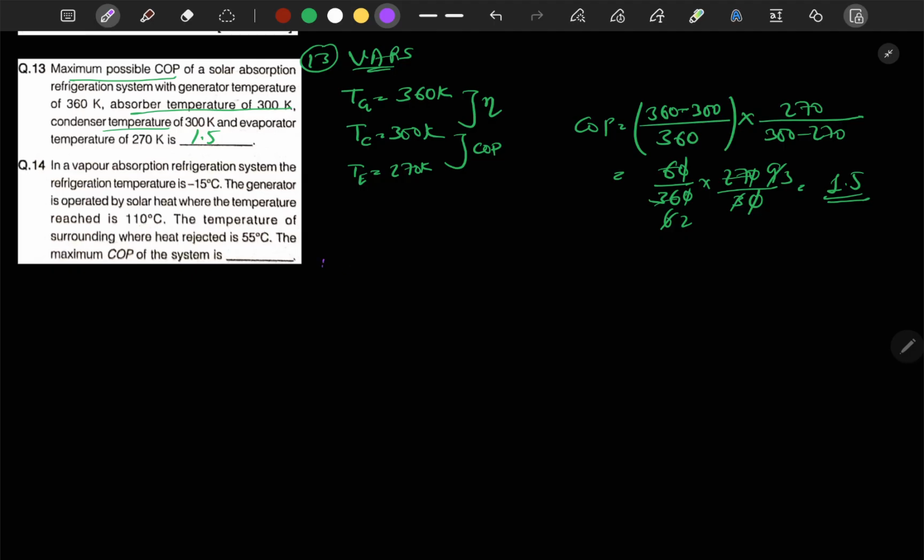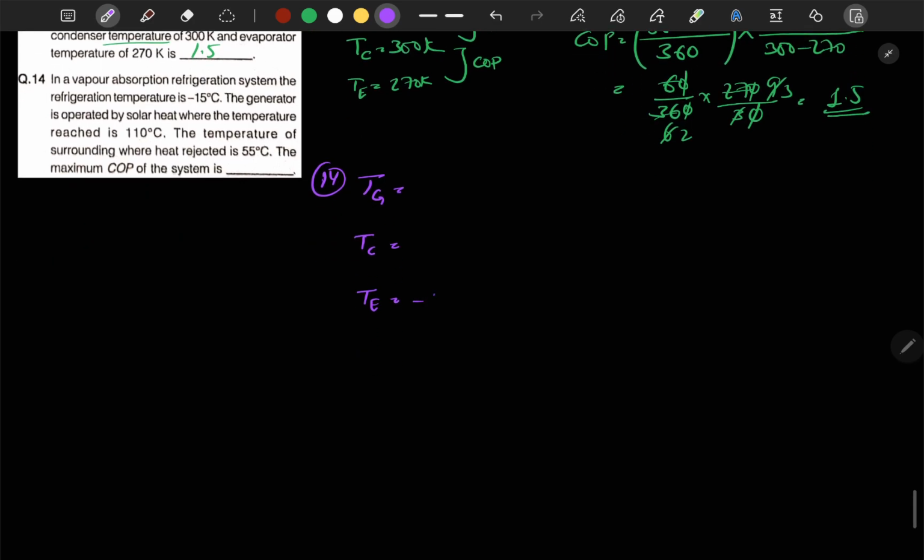Okay, now moving to question number 14. It is mentioned that in the vapor absorption refrigeration system, the refrigeration temperature is minus 15 degrees Celsius. We know that there are three temperatures required: TG, TC and TE. So TE is equal to minus 15 degrees Celsius, which means 273 minus 15, so we will get 258 Kelvin.